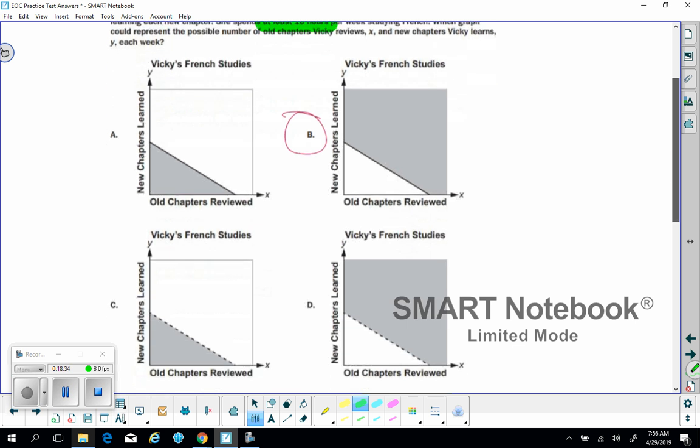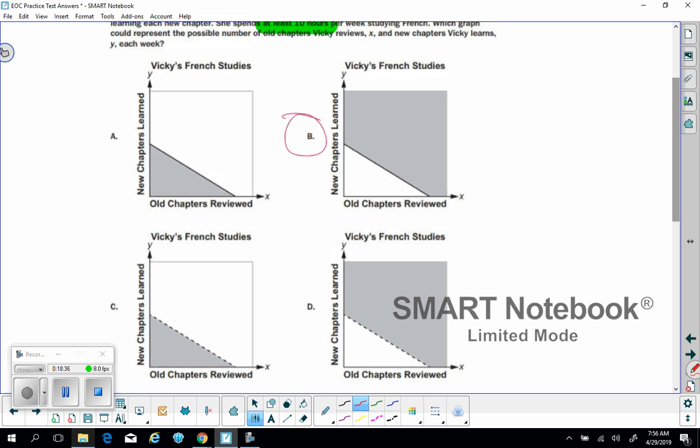So if you're using process of elimination, you should be able to eliminate C and A. All right, so from there, the only question is, should it be a dotted line or a solid line? When do we use each one? Who knows? Who can guess?